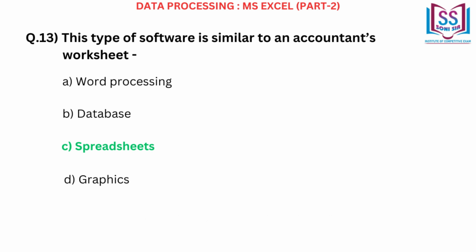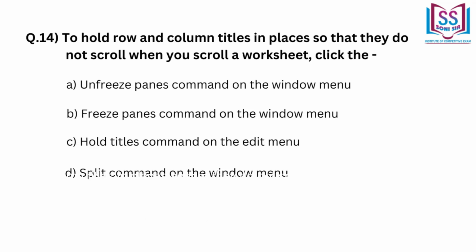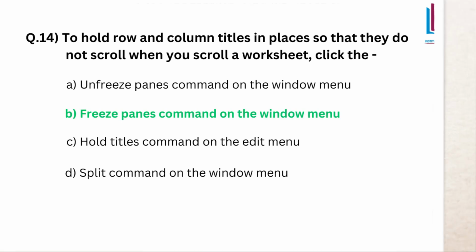To hold row and column titles in place so that they do not scroll when you scroll a worksheet, click the A. Unfreeze panes command on the window menu, B. Freeze panes command on the window menu, C. Hold titles command on the edit menu, D. Split command on the window menu. Correct answer B. Freeze panes command on the window menu.